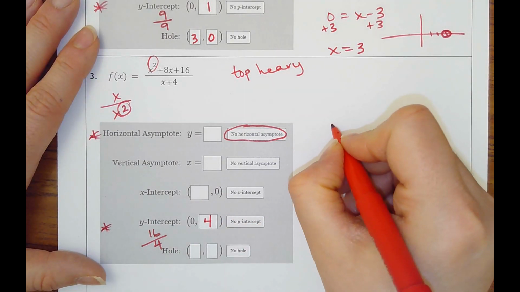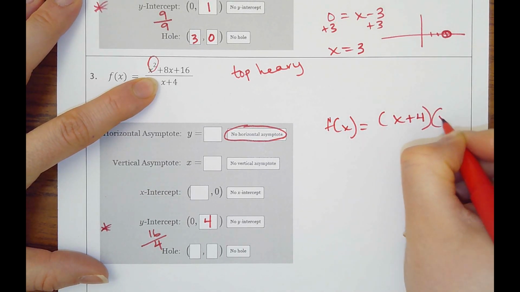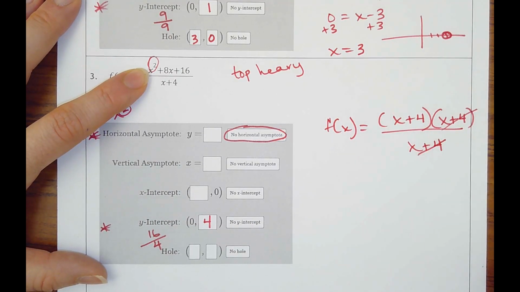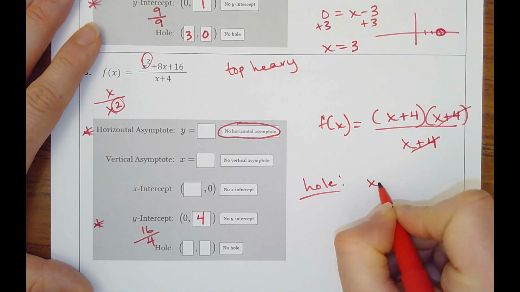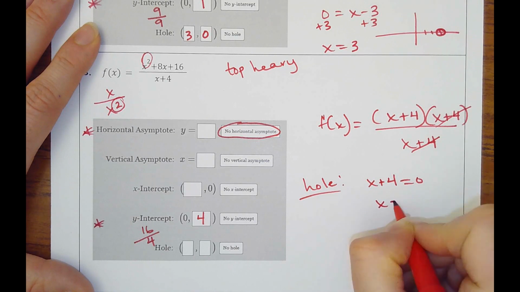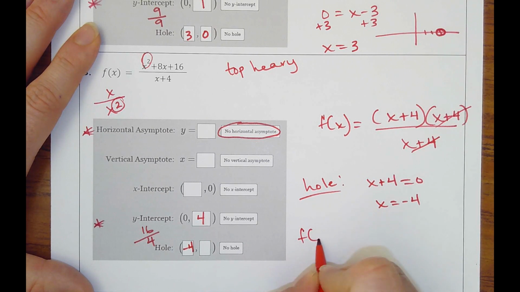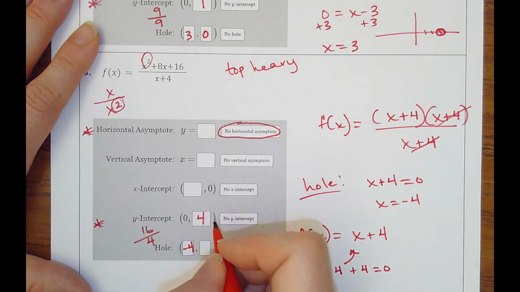All right, now let's factor. So that would be x plus 4 times x plus 4 over x plus 4. Easy enough. Cancel and cancel. And so I have a hole where I take that factor, set it equal to 0 and solve. So that would be at x equals -4 comma something. Your new function is simply x plus 4. That's all that's left. So I'm going to plug in -4. So -4 plus 4 would make y equals 0.